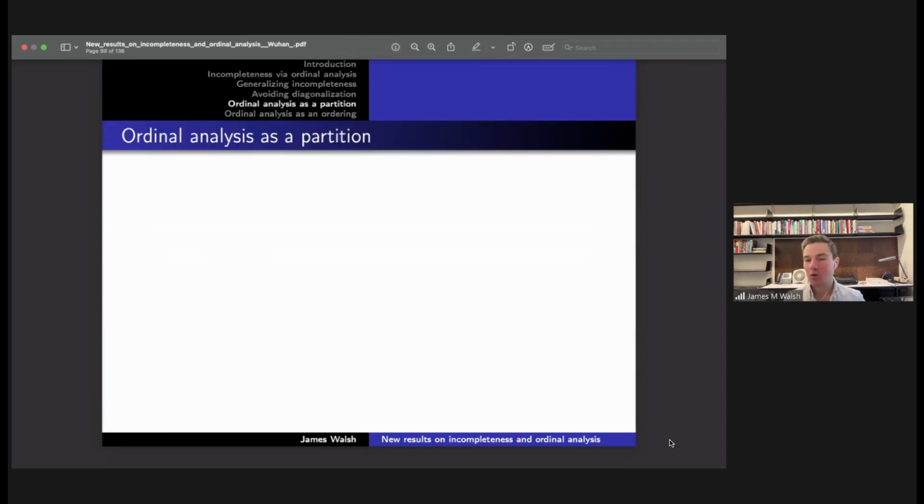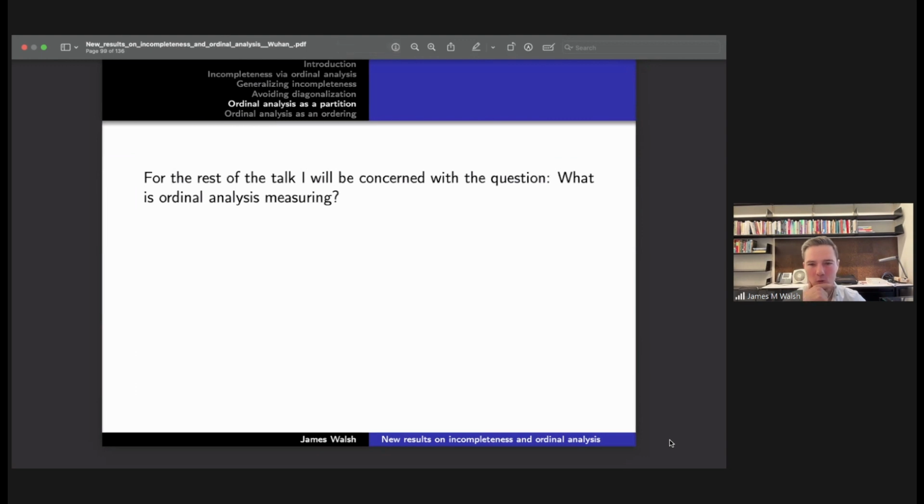Okay. So now we're going to move to the next part of the talk, which is to talk about ordinal analysis as a partition. So what does this mean? For the rest of the talk, I'm going to be concerned with the question: what is ordinal analysis measuring? When I mentioned in the beginning, ordinal analysis is a research program where we approach axiomatic theories and ask the question, what is their proof theoretic ordinal? Sometimes we think what that means is we're asking the question, how much transfinite induction do I need to prove the consistency of the theory?